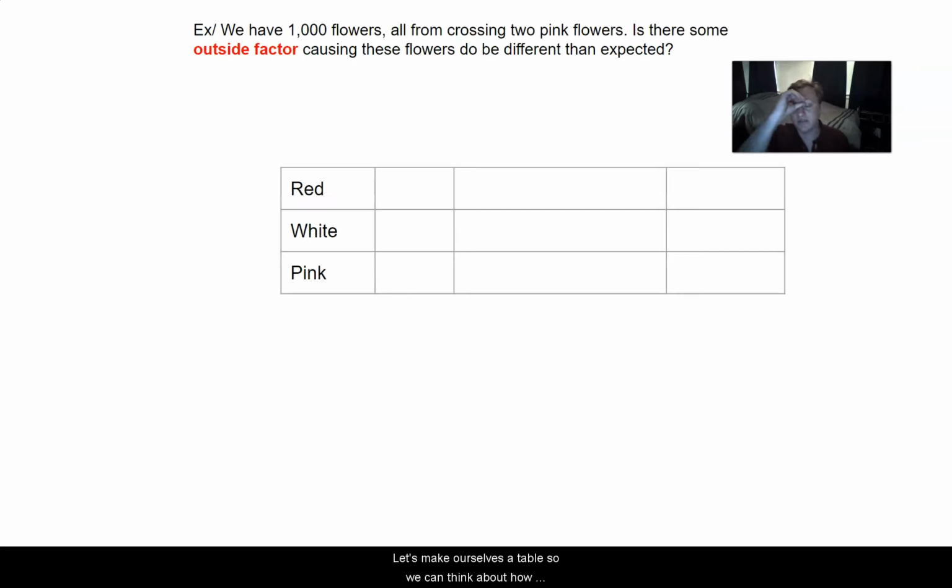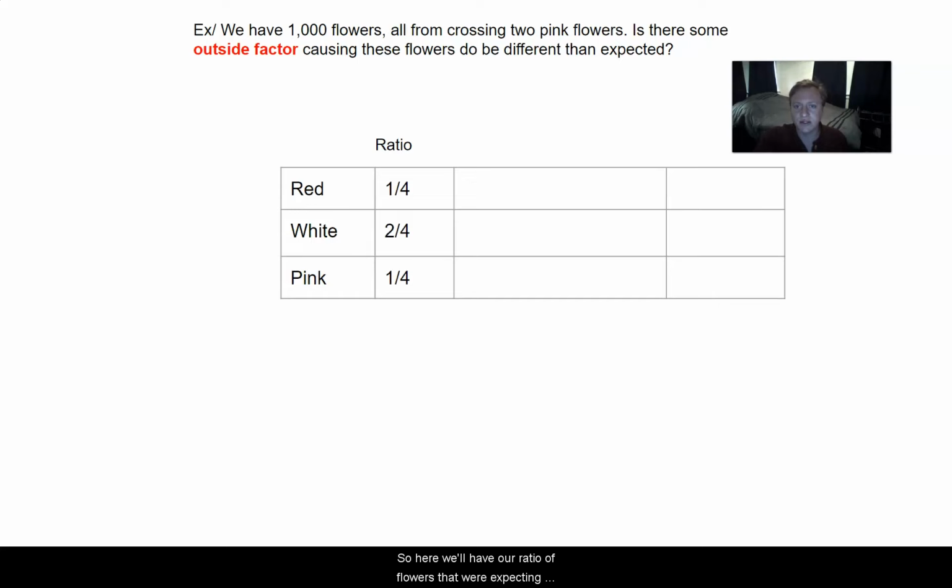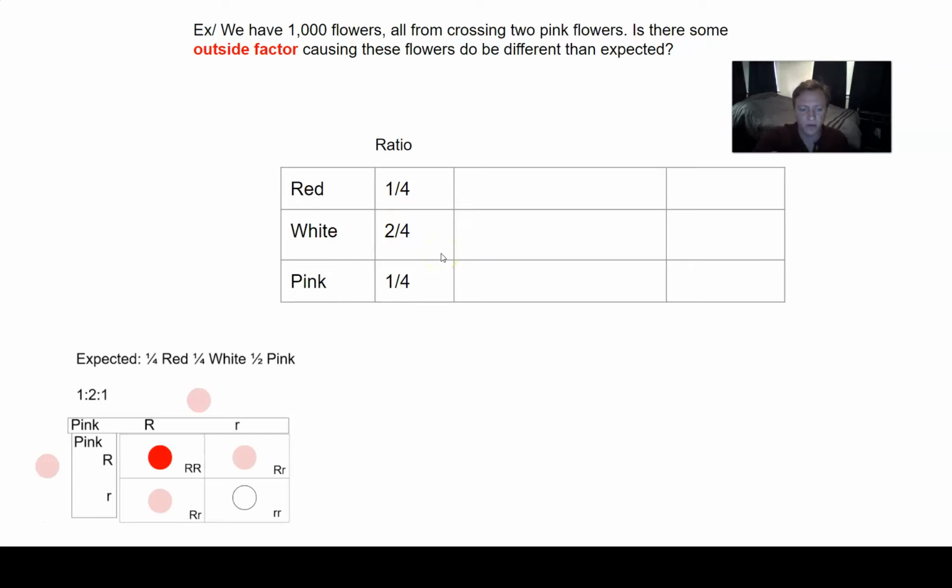So let's make ourselves a table so we can think about how this is supposed to work. Here we'll have our ratio of flowers that we're expecting, which is again 1/4, 2/4, 1/4. I said 1 to 2 to 1 earlier. That's what I'm talking about here, 1 red for every 2 pink for every 1 white, 1 to 2 to 1, 1/4 to 2/4 to 1/4. And remember, that comes from our Punnett square.